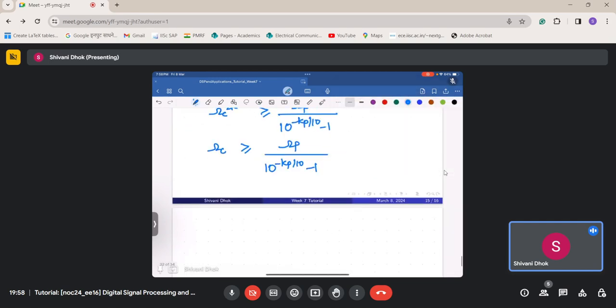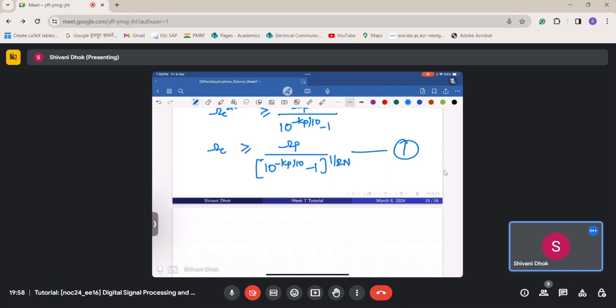So this is the first relation that I am having, that omega c is greater than or equal to omega p upon (10 to the power minus kp by 10 minus 1) to the power 1 by 2n.